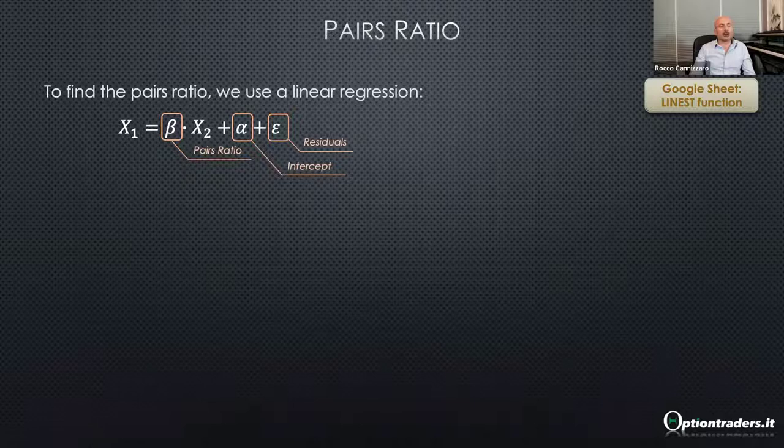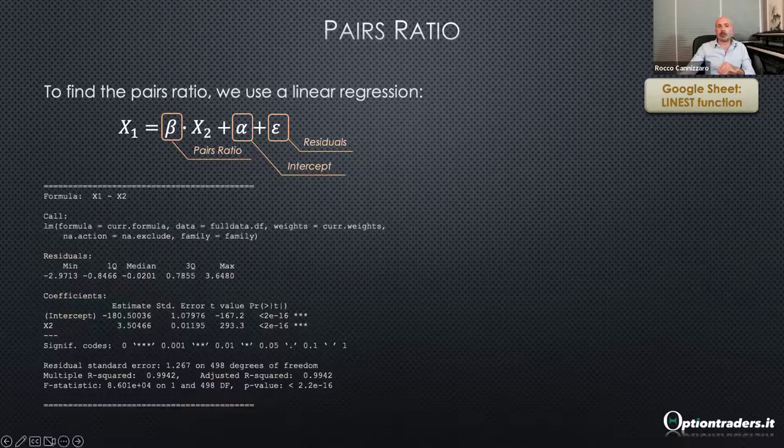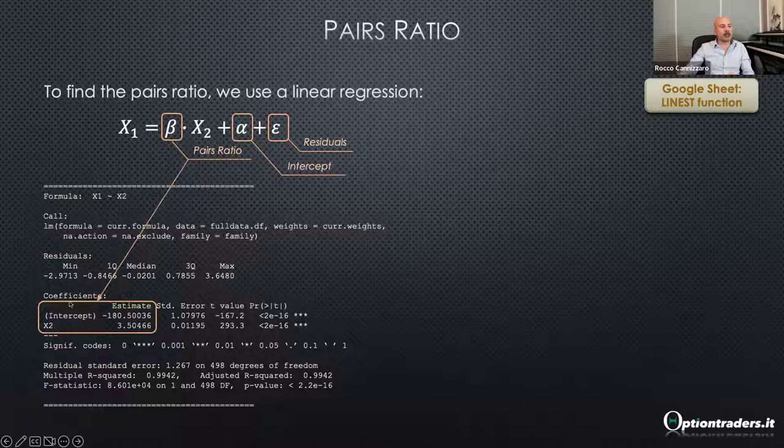To estimate alpha and beta, we use a linear regression. You can use Google Sheets or Excel with the LINEST function, or in this case I use a software called R, and this is a typical output you would see when estimating a linear regression. I know it looks kind of scary, but we'll get to the most important pieces. First, in the coefficient section, the beta is this value here, 3.50466. And the intercept is the value of alpha, in this case -180.